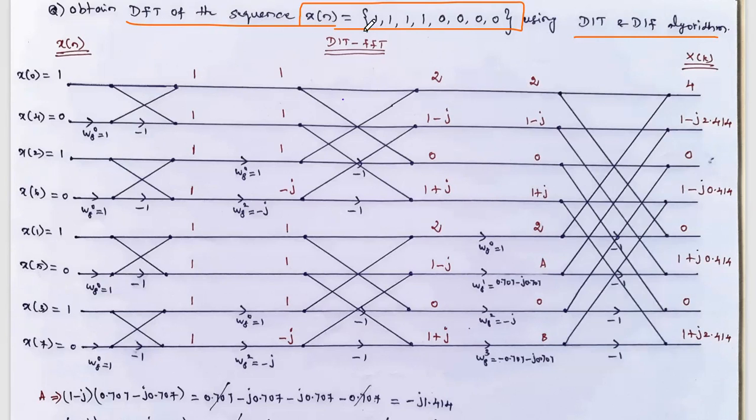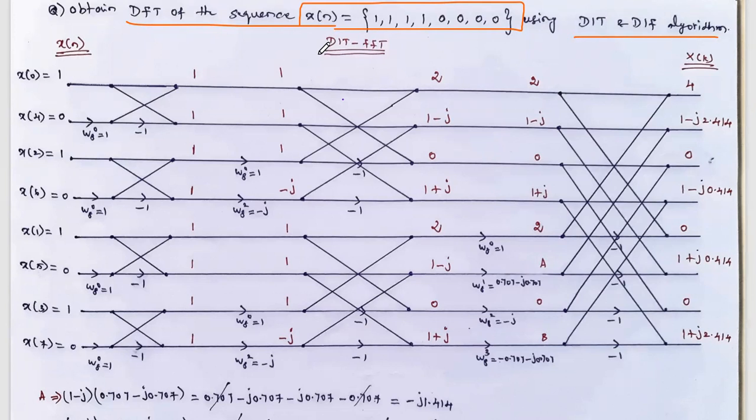So here you see the sequence x of n. This x of n consists of 8 samples, so capital N equals 8. So we have to use the 8-point butterfly diagram. We are going to solve the problem in two methods: one is the DIT FFT algorithm and the other is the DIF FFT algorithm. First, we are going to solve it using the DIT FFT algorithm.